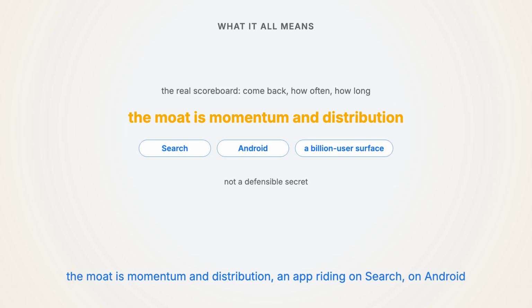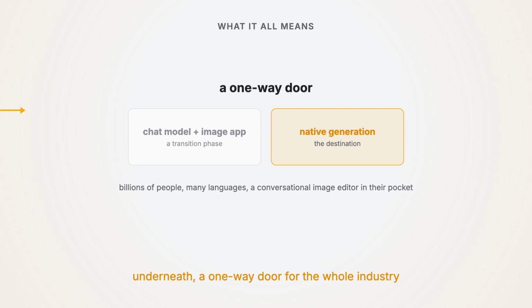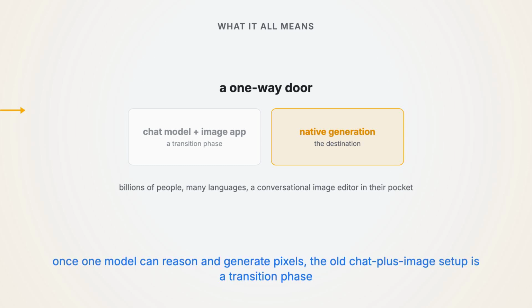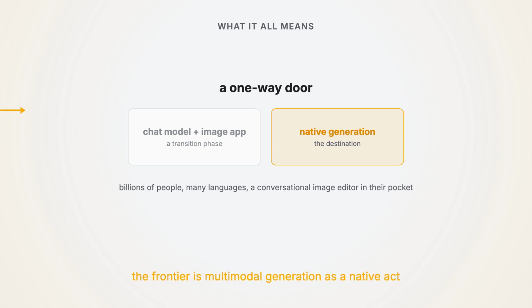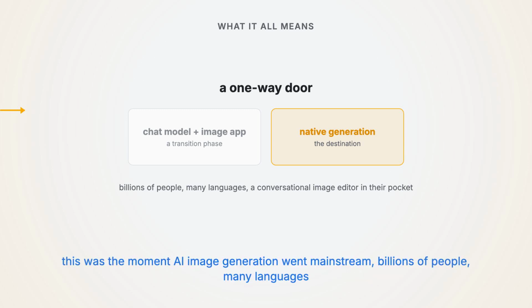An app riding on search, on Android, on a billion-user surface, not a defensible secret. Underneath that, a one-way door for the whole industry. Once a single general model can both reason and generate pixels, the old setup, a chat model phoning a separate image app, starts to look like a transition phase, not the destination. The frontier is multimodal generation as a native act, and zoom all the way out. This was the moment AI image generation went mainstream. Billions of people in many languages, across 100+ countries, suddenly carrying a conversational image editor in their pocket.